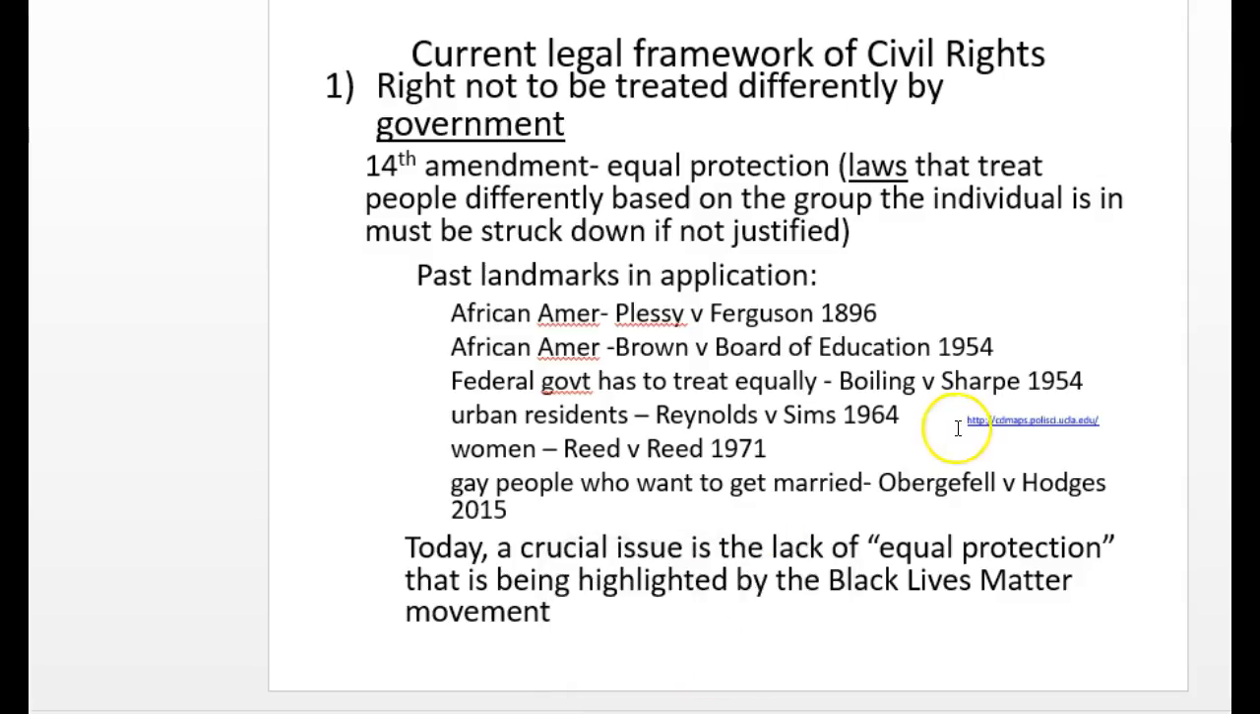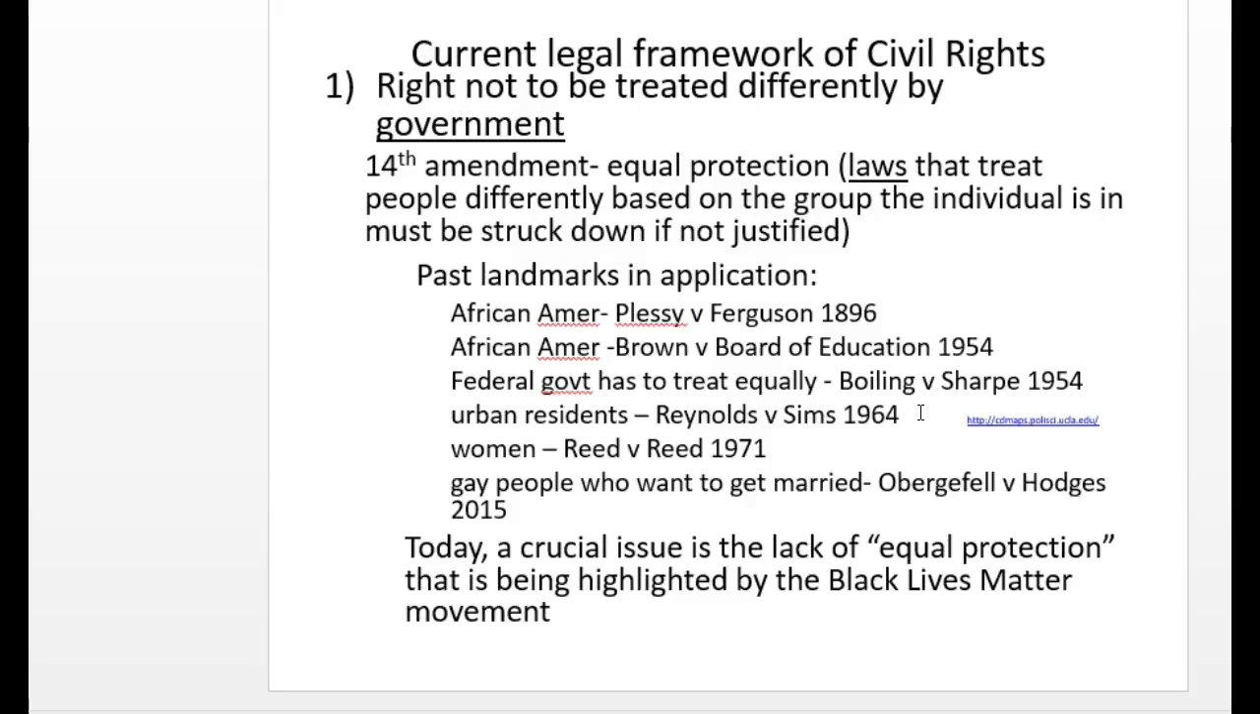So that was another issue, another kind of creative use of the 14th Amendment to solve an important problem, which was this unequal treatment of urban residents. In 1971, we get to the case I've already mentioned, which is Reed versus Reed, that extends 14th Amendment protection to women and considers persons to include this crucial demographic. And then in 2015, gay people who want to get married.